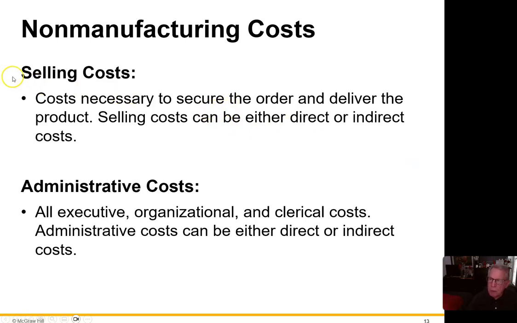So here, non-manufacturing costs include selling costs, costs necessary to secure an order and deliver the product. They can be either direct or indirect costs. And general and administrative costs, as it's often called, G&A, include all executive, organizational, clerical, those kinds of costs. Administrative costs as well can be either direct or indirect costs.